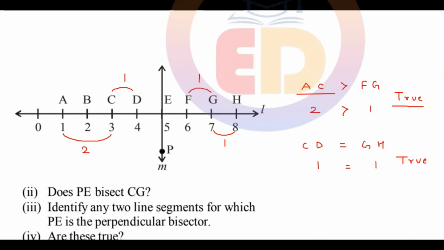Next, BC is less than EH. BC, from B to C it is 1 unit, and from E to H it is 5, 6, 7, 8, it is 3 units. So BC is 1 unit and EH is 3 units, so this is also true. Answer is all the three options A, B, C are true.